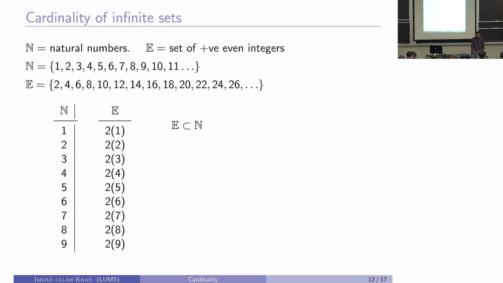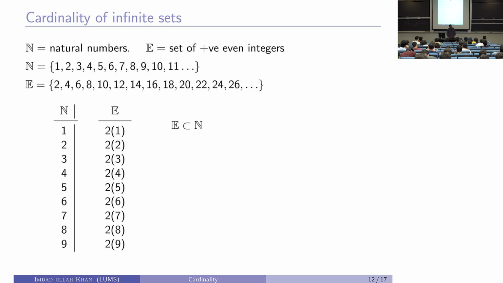Is f of x equals 2x a bijection? Yeah. If you remember, at some point we discussed exactly this function and we said it was not a bijection, but there the domain and codomain were both defined to be the integers. In that case it isn't. But here the domain is N and the codomain is E, the even numbers. Yes?